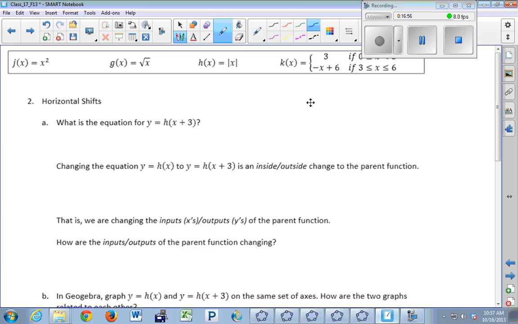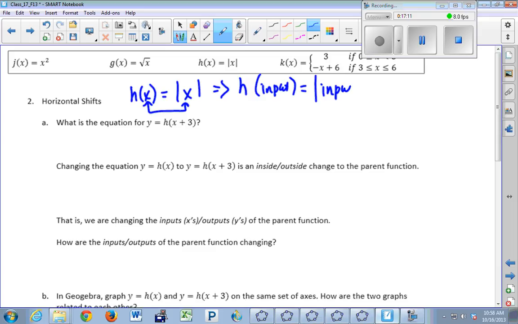Absolute value. So our parent function here, h of x, says whatever you put into my function, take my absolute value. So it's h of whatever your input is becomes the absolute value of whatever your input is. Okay, so here's my transformation. My transformation says take the absolute value of what goes into my absolute value function.